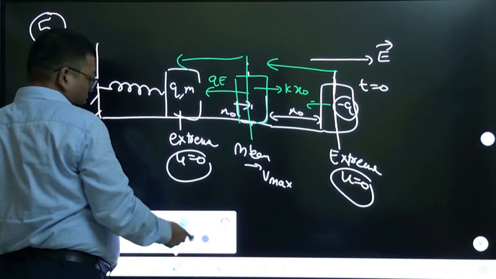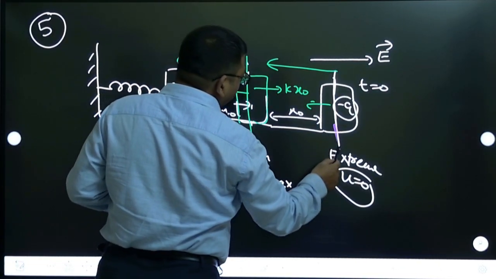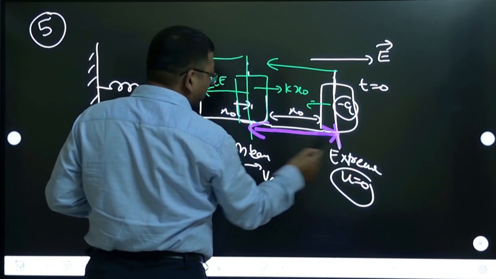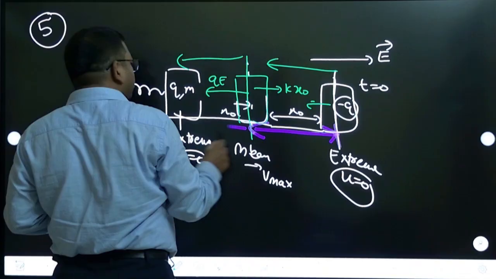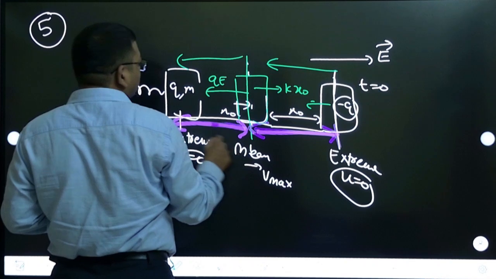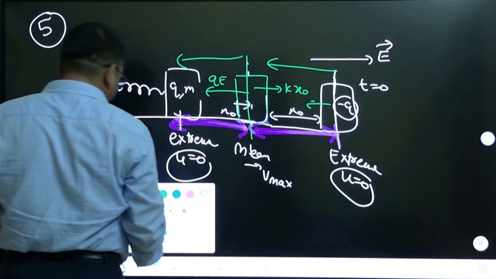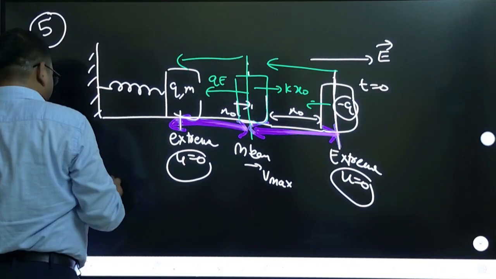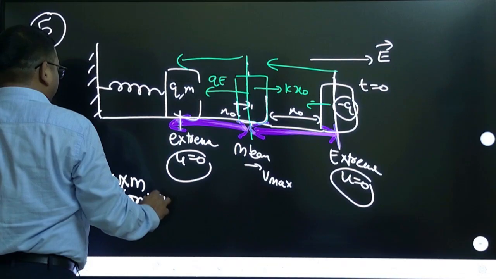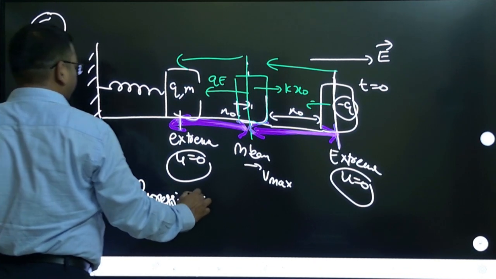So what is the maximum compression? From here to here, this is the first compression to attain equilibrium, then it will go to the other side. So this is also compression. So this is this and this. So x naught plus x naught, 2x naught. So maximum compression is equal to 2x naught.